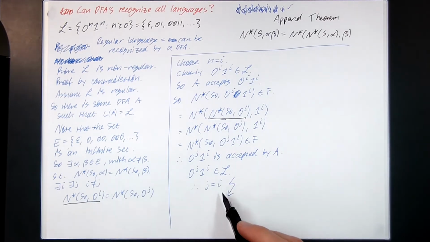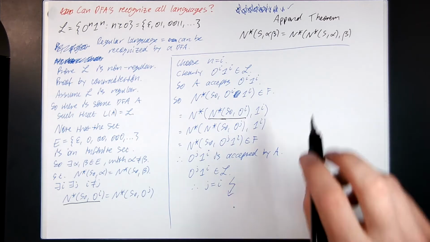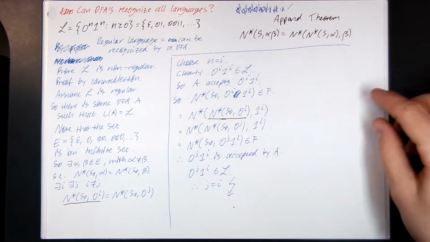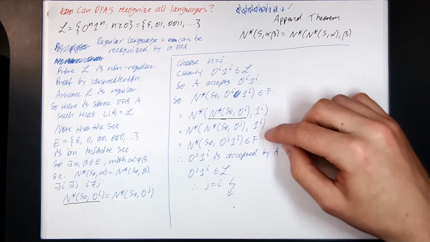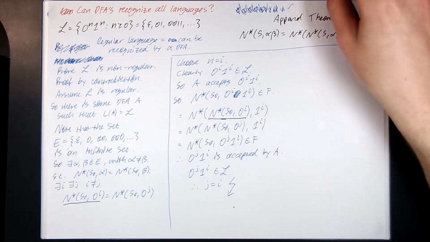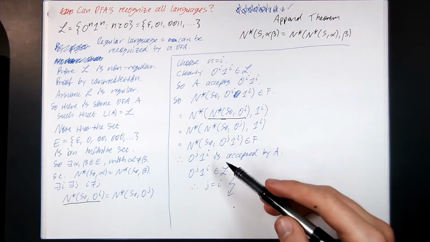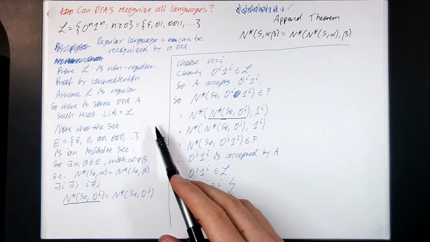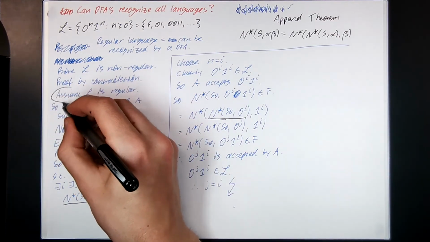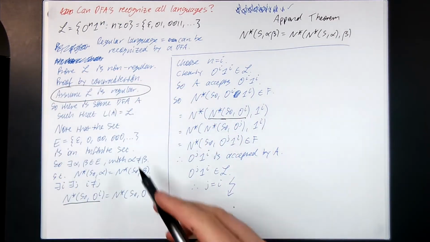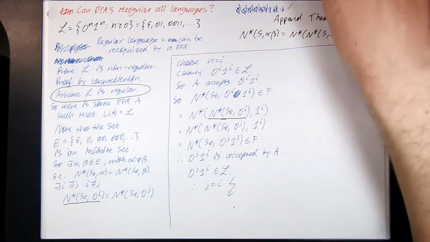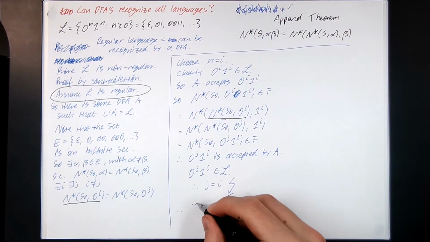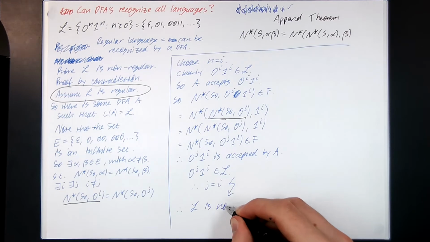So because I obtained a contradiction, that means I must have made a bogus assumption, right? And clearly all the steps along the way in my proof were legit. So what went wrong? There must have been a bogus assumption somewhere, and it looks like the only assumption I'm making is this assumption here, assuming that L is regular, and then I got a contradiction. Therefore, it must be the case that L is non-regular.